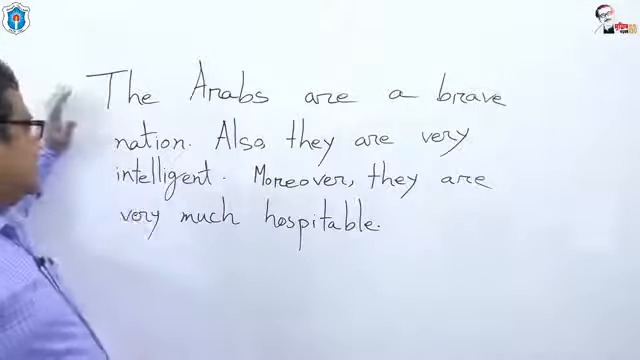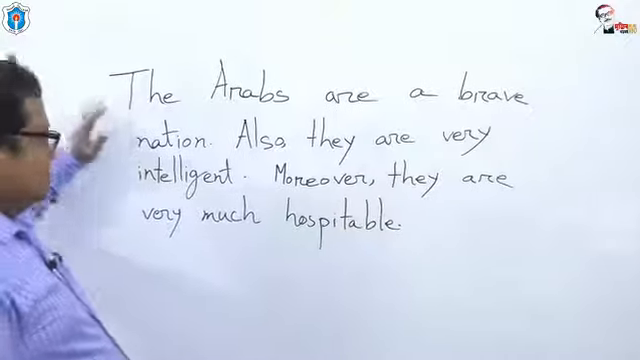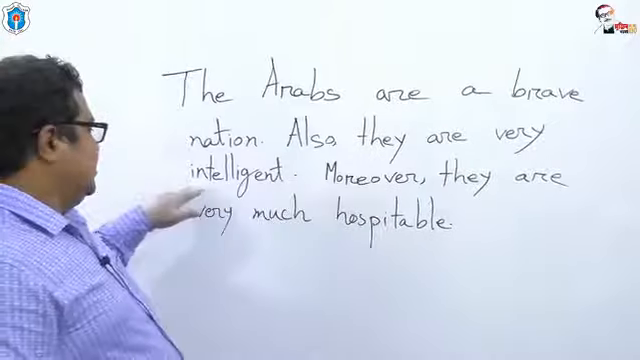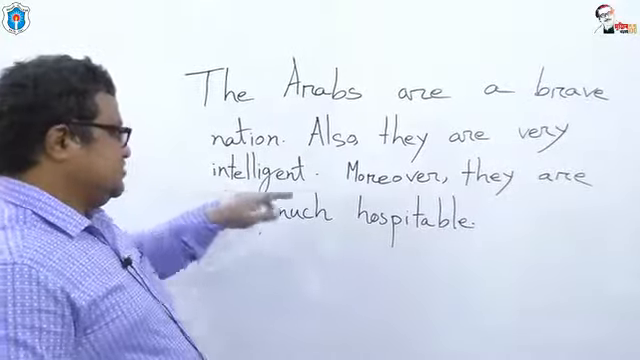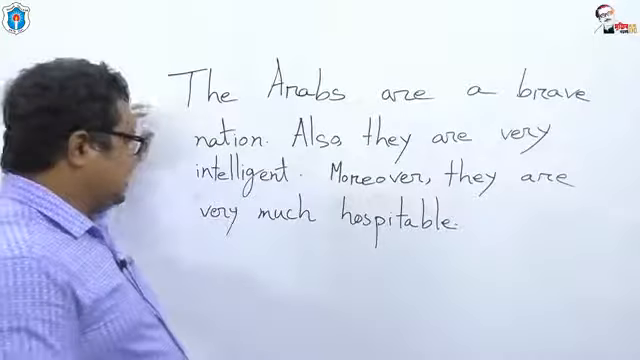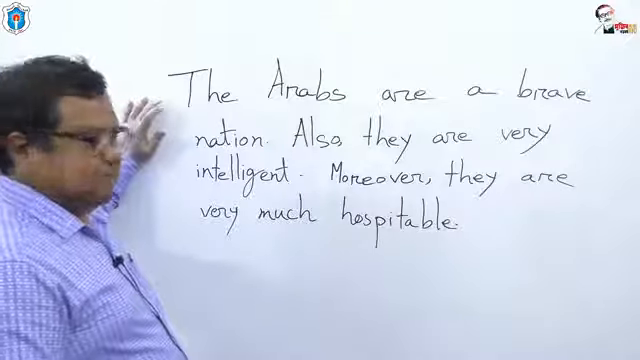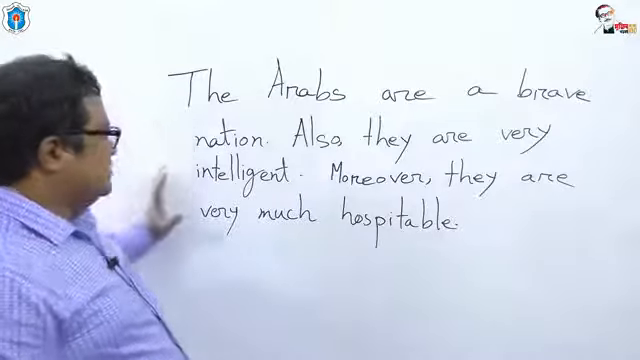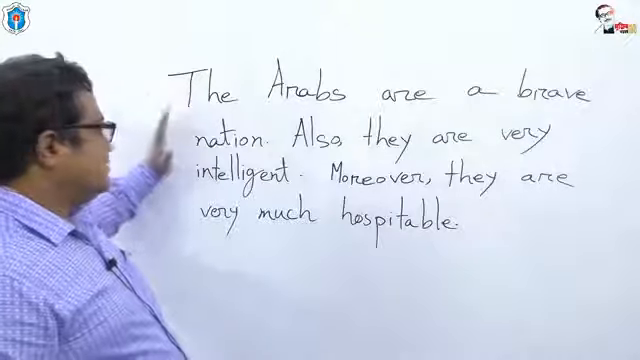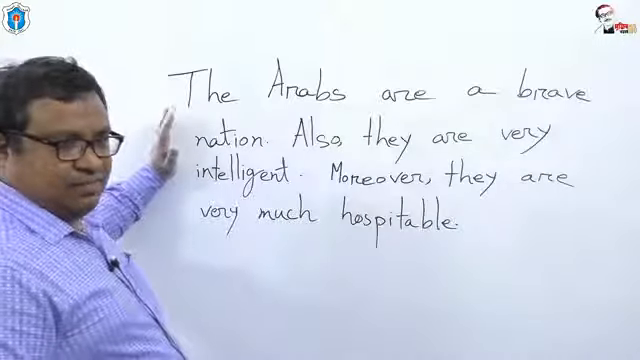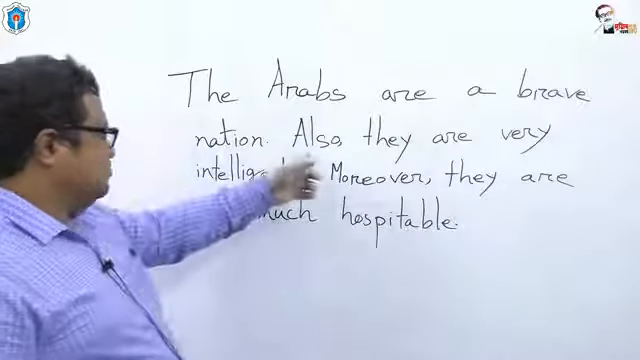The Arabs are a very brave nation. Also, they are very intelligent. Moreover, they are very much hospitable. Now, look at these three sentences. The Arabs are a very brave nation. Then I am adding the information with also.